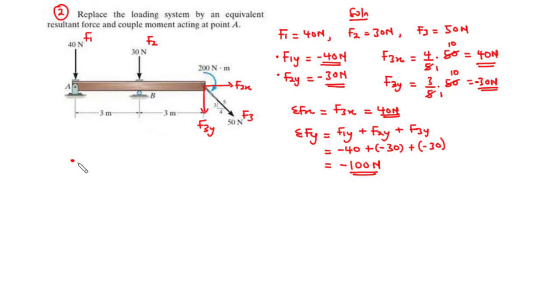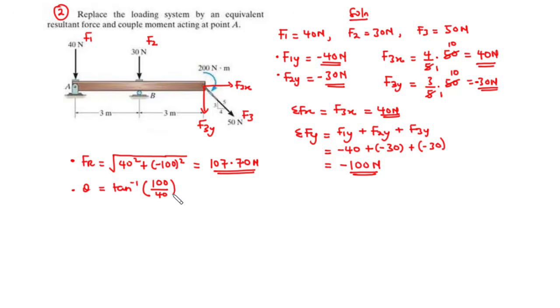Next, let's find FR. So we have FR to be equal to the square root of 40 square plus negative 100 square, and that gives 107.70 newtons. And then for the angle theta, we have tan inverse of Fy, so 100, we neglect the negative, divided by 40, and that is also equal to 68.20 degrees.